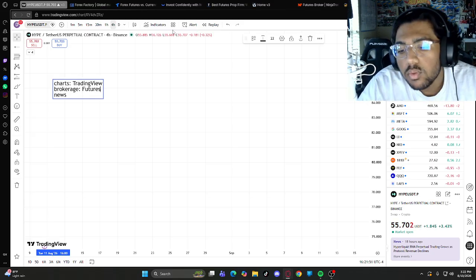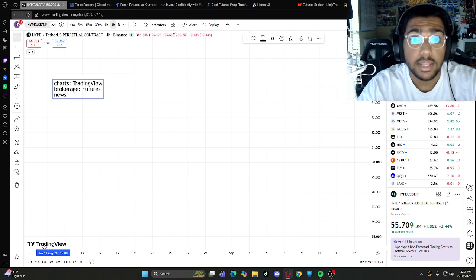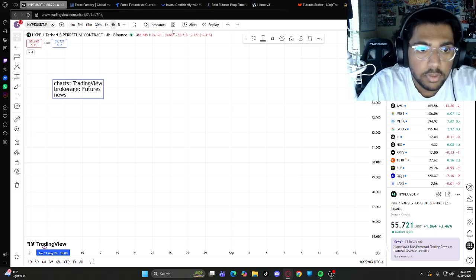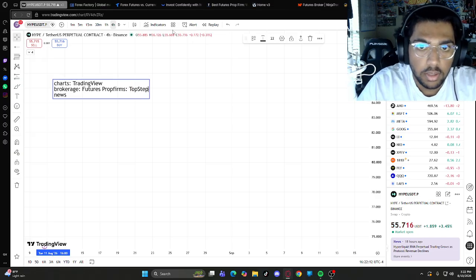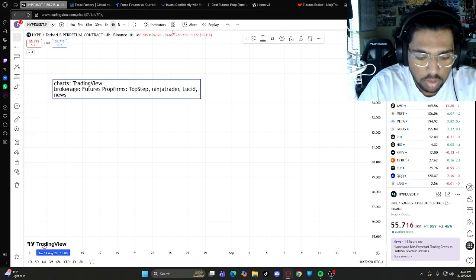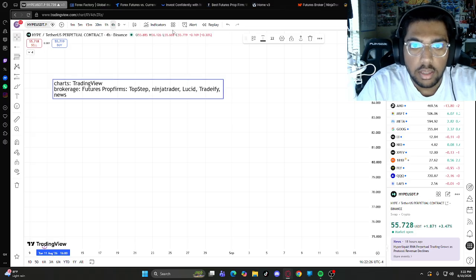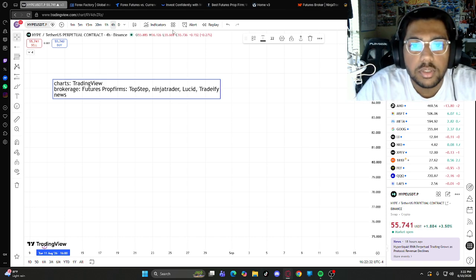Futures trading is mainly used in prop firms, just because on other platforms like big brokerages, it is really expensive to get into futures trading. So prop firms, for example, futures prop firms, it can be Top Step, it can be Ninja Trader, it can be Lucid, it can be Tradeify, and what's another good one? We'll just do those ones for now.